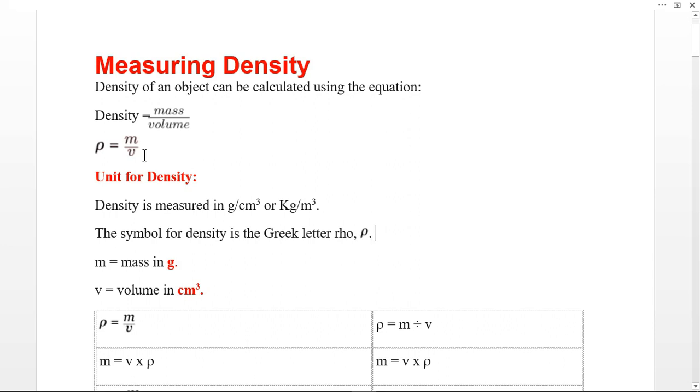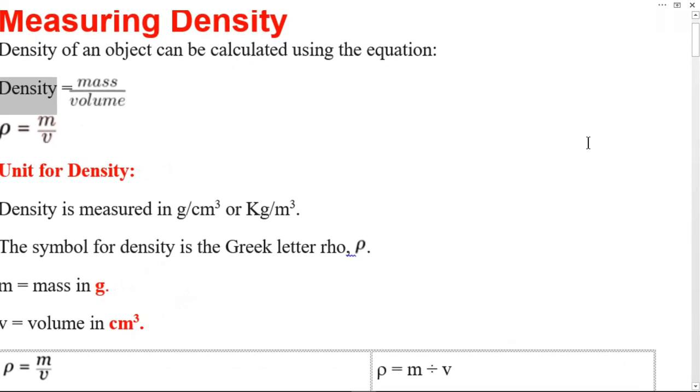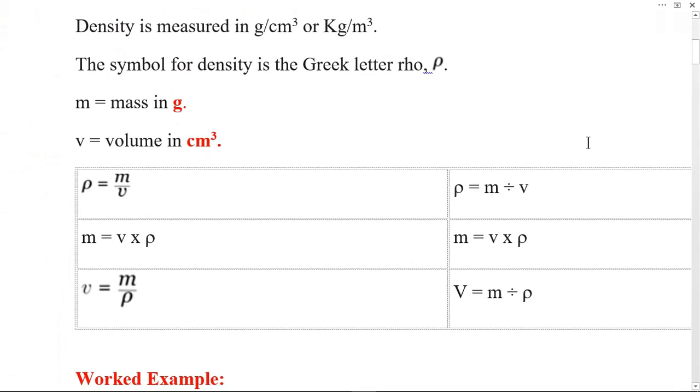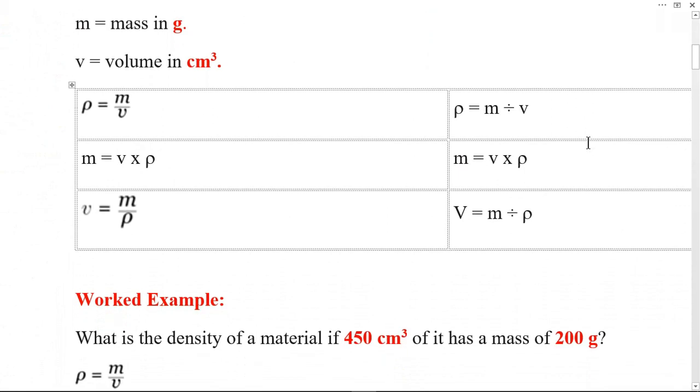But the most important thing, you should know the formula. And what is that formula? Density equals mass over volume. Now, here is the table. In this table, you will find different formulas, meaning the same formula changed into different shapes.